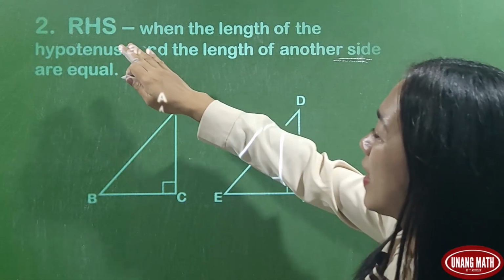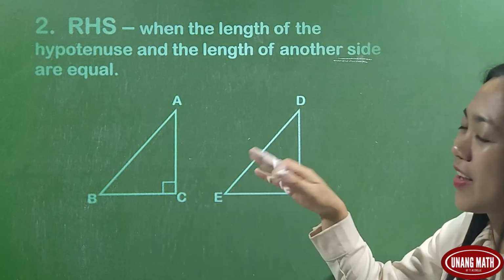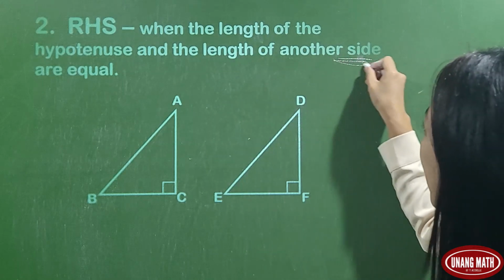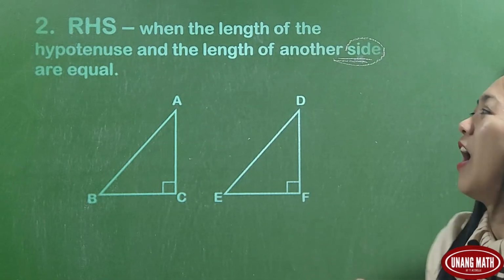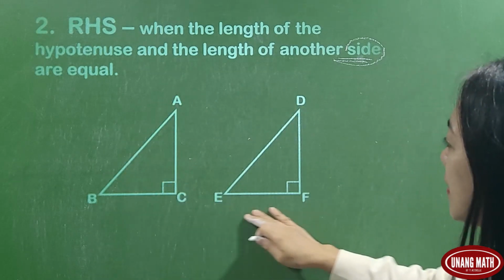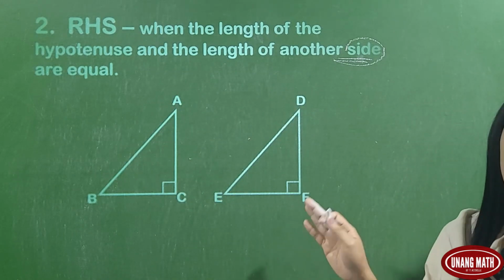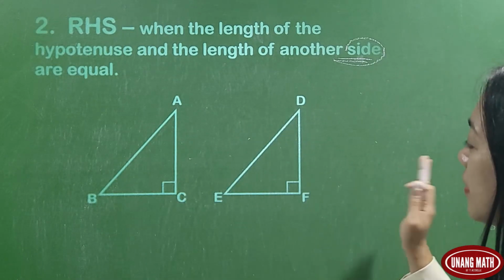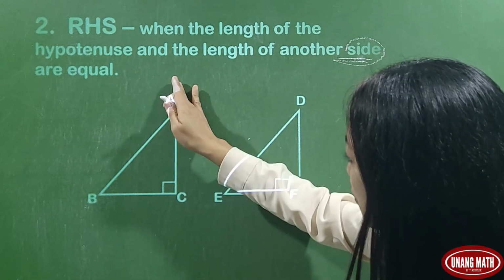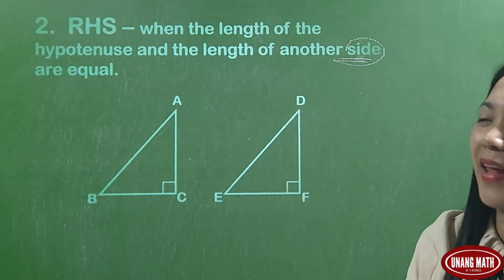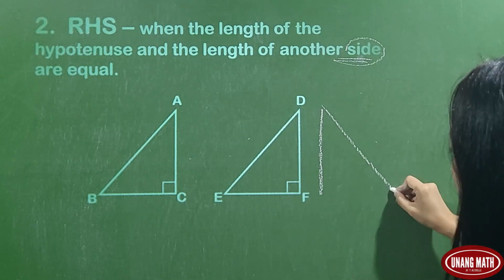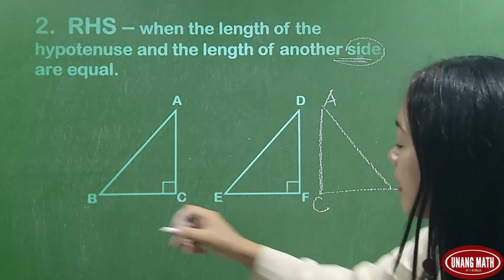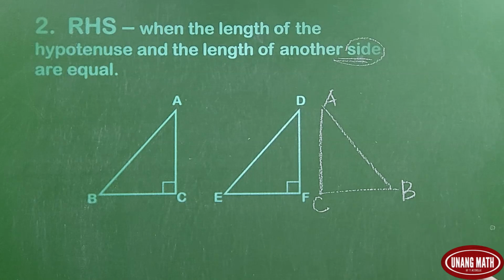So according to RHS congruence, two right triangles are congruent when the length of the hypotenuse and the length of another side are equal. Okay, let's give an example. Let's say these two triangles, specifically two right triangles, are congruent. To prove that these two right triangles are congruent, let's flip this triangle ACB to the right. So if we flip, it looks like this. So this is A, this is C, and this is B.